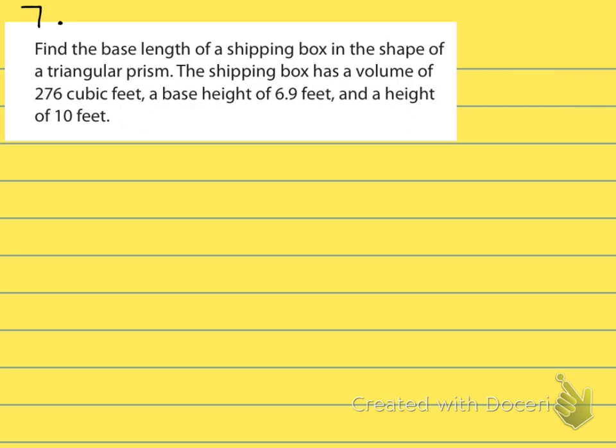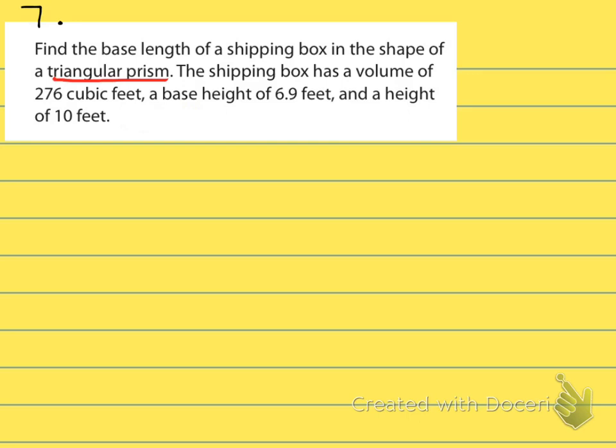It says, find the base length of a shipping box in the shape of a triangular prism. So you're going to want to underline the triangular prism. The shipping box has a volume of 276 cubic feet, a base height of 6.9 feet and a height of 10 feet. So let's see what we have here.